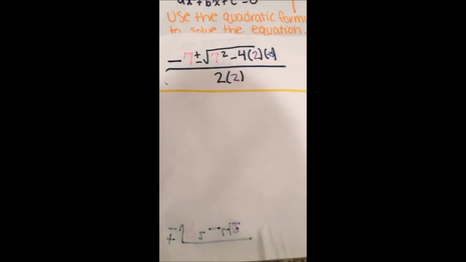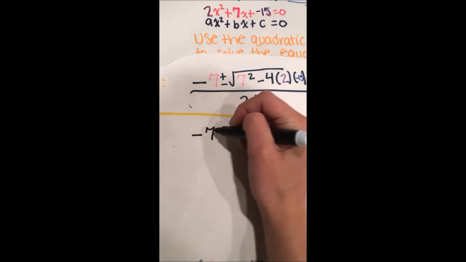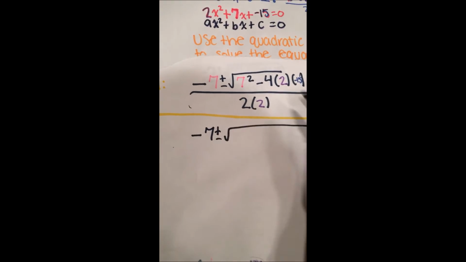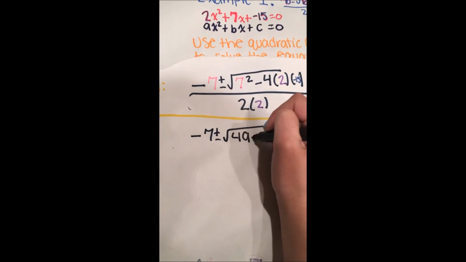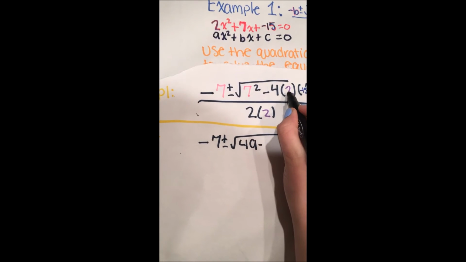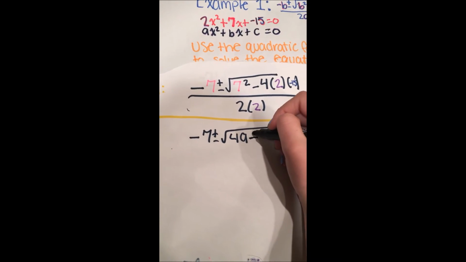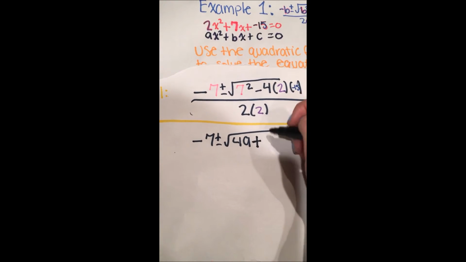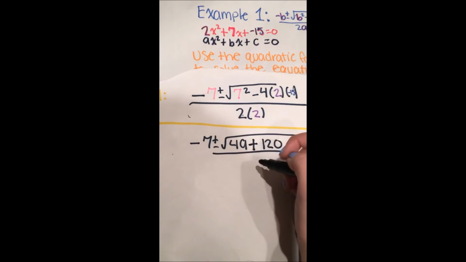The next step is to simplify everything that we can. So we start with negative 7 plus or minus the square root of 7 squared, which is 49, minus 4 times 2 times negative 15, which is negative 120, and a negative plus a negative is a positive, so it becomes plus, all over 2 times 2, which is 4.